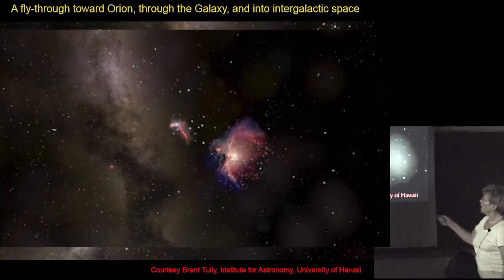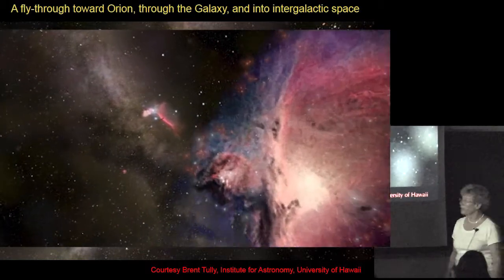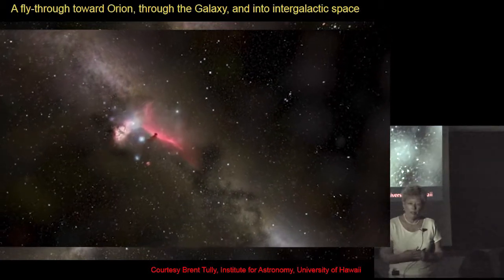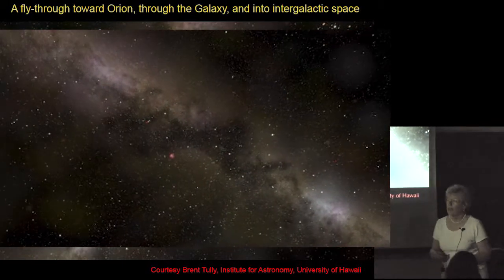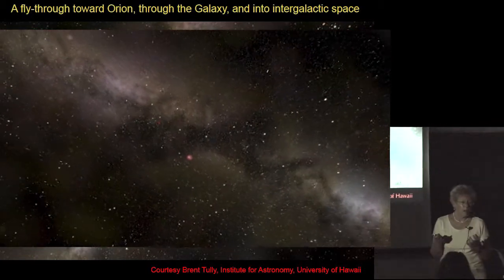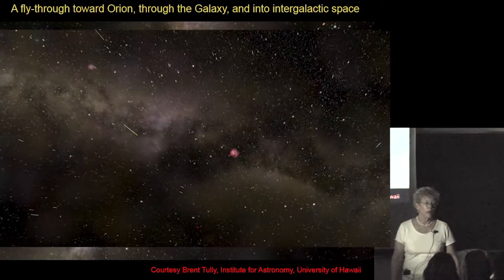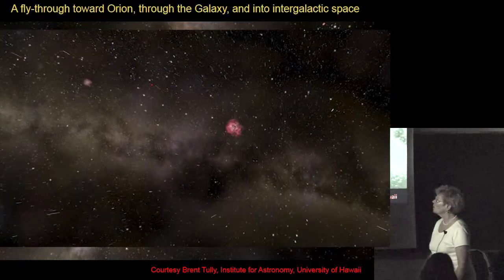And now we're flying to this cloud of glowing gas, the Sword, Orion Nebula. Clouds like this are stellar birthplaces. They're stellar nurseries. This is where stars are formed, and young, bright stars that are massive are about a million times brighter than the sun, and their radiation lights up those gas clouds and causes them to glow.